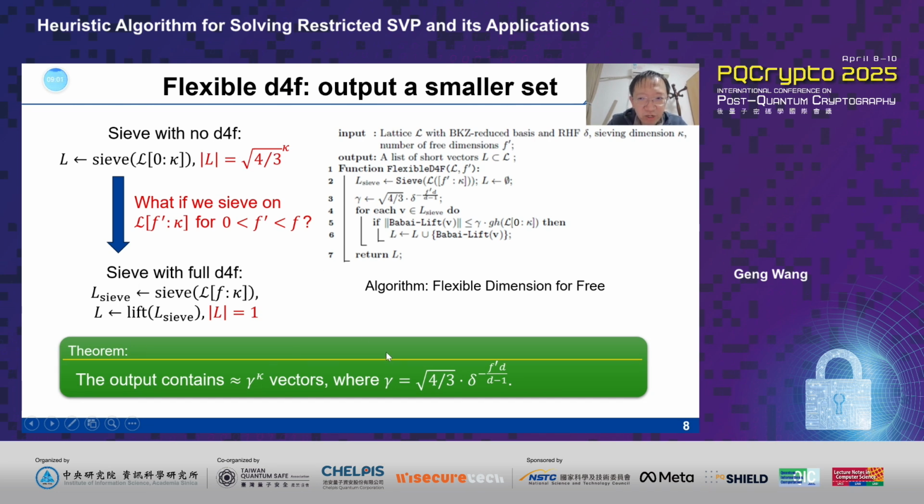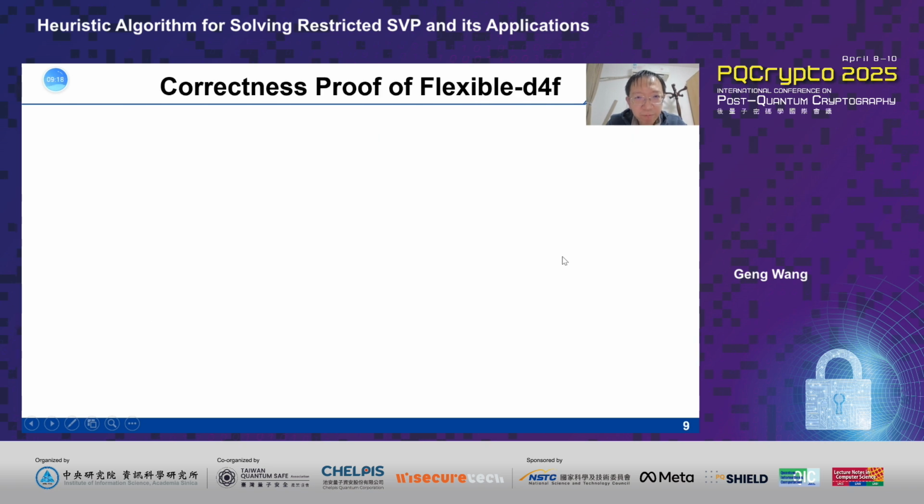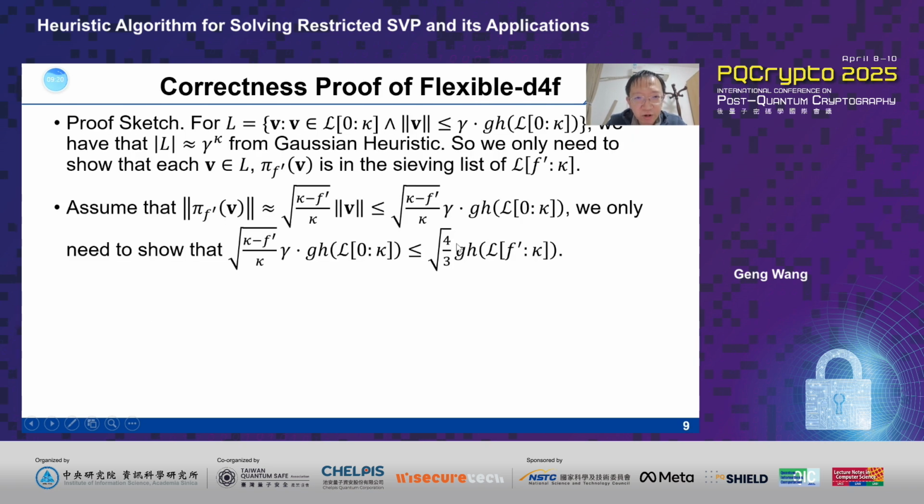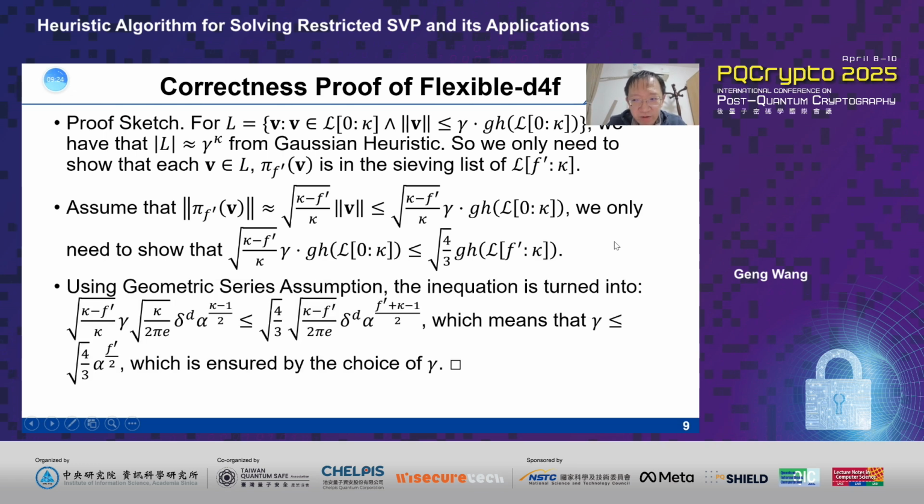And we have a theorem which claims that the output contains gamma to the kappa vectors, where gamma is defined as in the algorithm. Also, the length of the output vectors is defined in this algorithm. And this is the correctness proof for the flexible dimensions for free algorithm. But since we do not have enough time, we simply skip the proof.